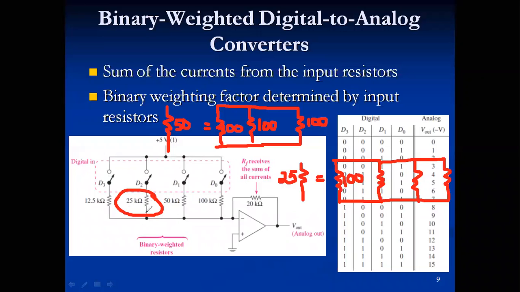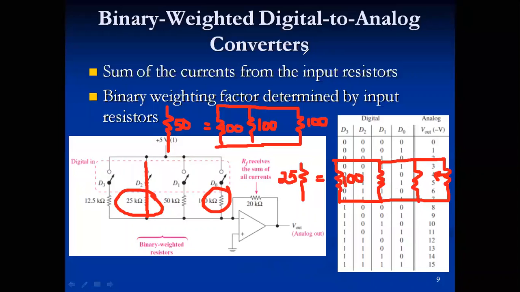So if I connect the 25, okay, look at this number. It is the 4 bit. If I connect the D2 and leave everything else open, that is the binary number 4. So there are 400s here. So that's actually 4 times smaller, the resistance, than this guy. And that means it's 4 times bigger the value of current and 4 times bigger the value of the voltage.